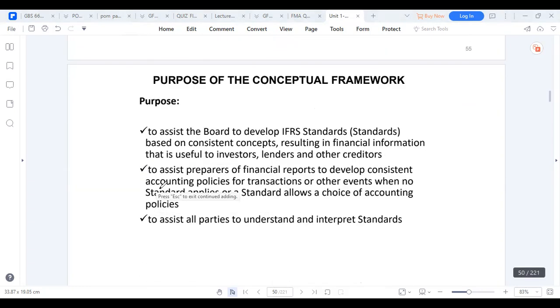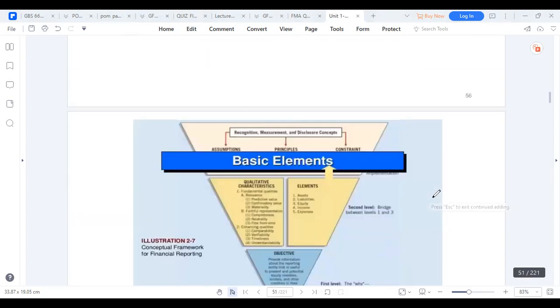All right, so the purpose of the conceptual framework, number one, is to help the board direct the accounting standards; to assist those who prepare the reports to develop consistent policies that will guide them; and also to assist all parties to understand and interpret the standards. That's the purpose of the conceptual framework.